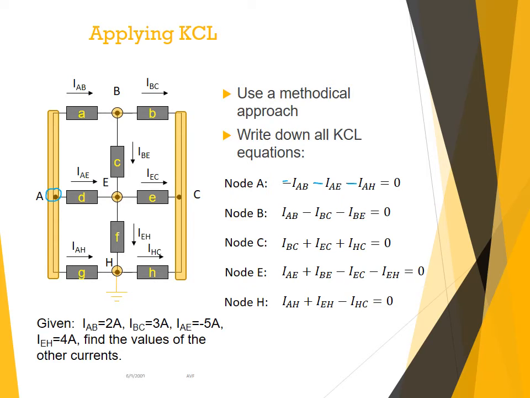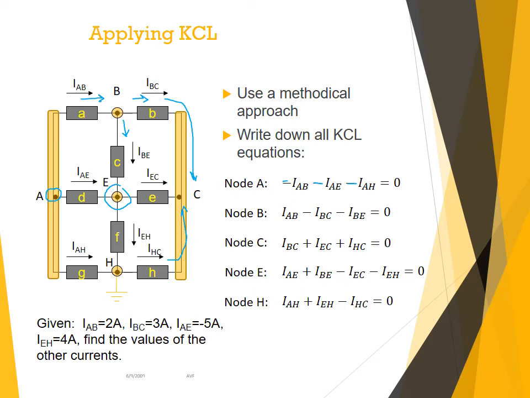For node B, IAB is going into the node, IBC is coming out, IBE is coming out. So how do I write this? IAB minus IBC minus IBE is equal to 0. In the same manner, I have IBC now is coming into node C, IEC is coming into the node, IHC is coming into the node, and so I have IBC plus IEC plus IHC. Node E, if you notice, has 4 currents. 2 of them are coming in, 2 of them are going out, so I write the equation accordingly. Okay, so I have all of my equations. I have 5 nodes, 5 equations.